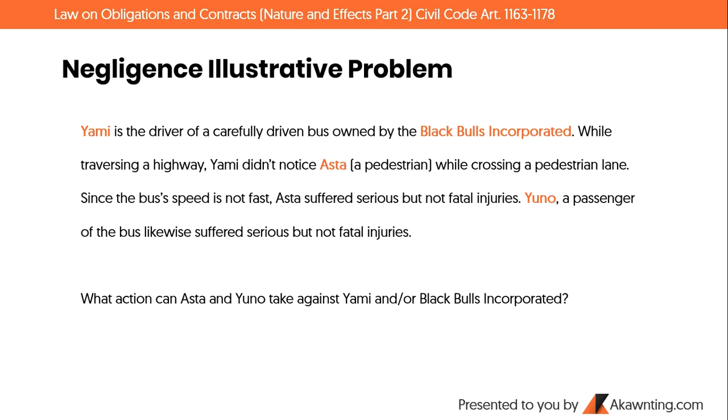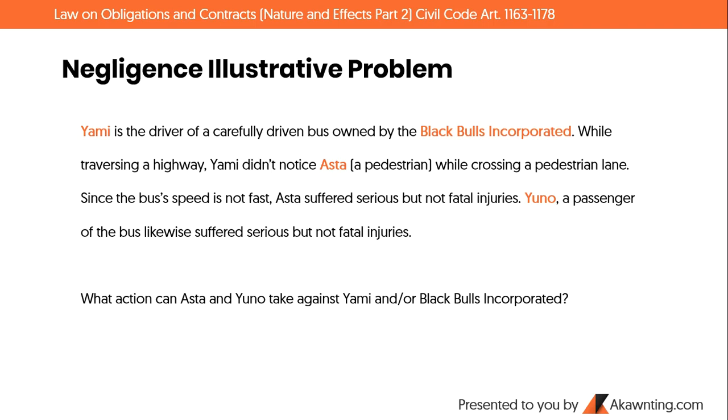So, let me read first. Yami is the driver of a carefully driven bus owned by the Black Bulls Incorporated. While traversing a highway, Yami didn't notice Asta, a pedestrian, while crossing a pedestrian lane. Since the bus speed is not fast, Asta suffered serious but not fatal injuries. So, in short, hindi siya namatay. A passenger of the bus likewise suffered serious but not fatal injuries. So, what action or actions can Asta and Yuno take against Yami and or Black Bulls Incorporated?